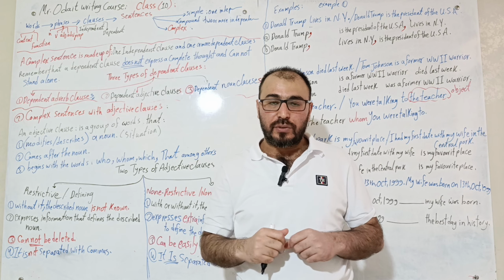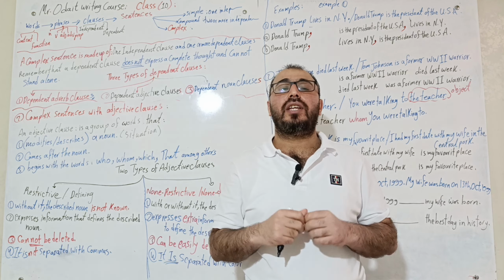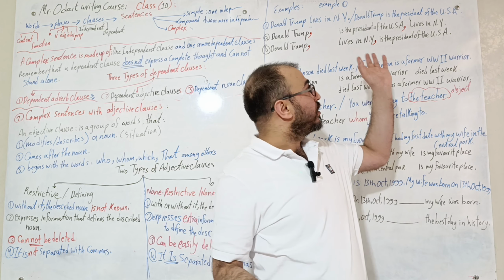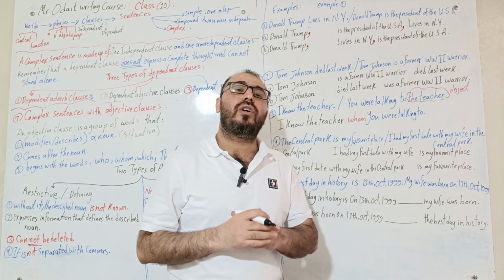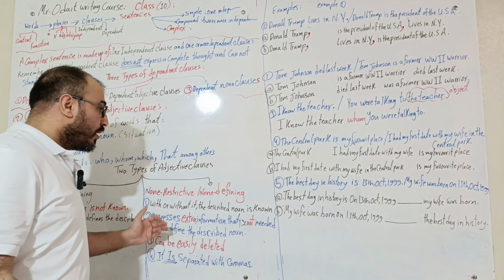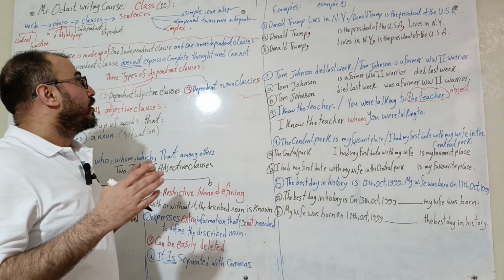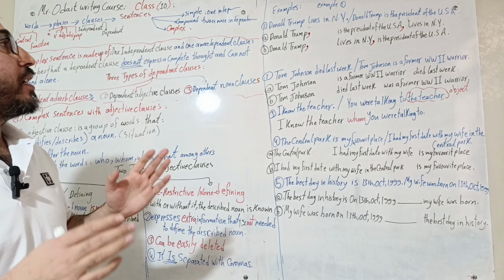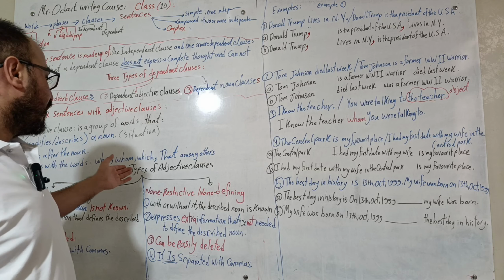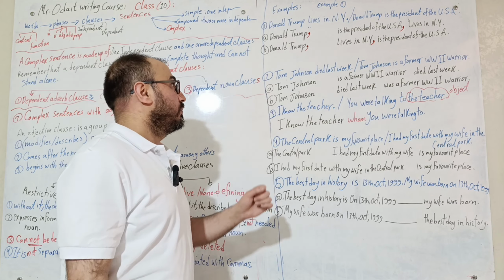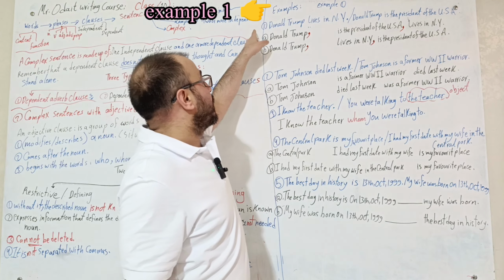Now, my friends, after we have finished talking about the theoretical part of the adjective clauses, allow me to take you to the practical one. In the practical part, my friend, we are going to try to apply this information and to make complex sentences using adjective clauses, whether they are restrictive or non-restrictive. And here, my friends, let's start with the first example.